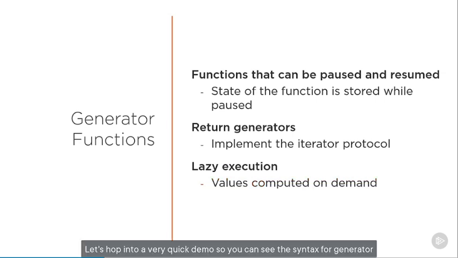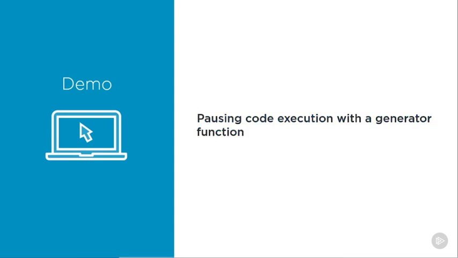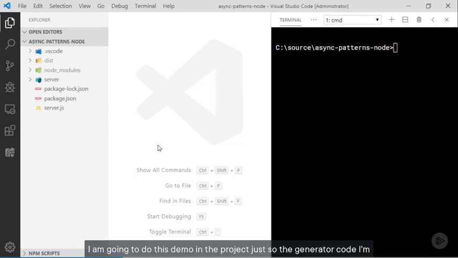Let's hop into a very quick demo so you can see the syntax for generator functions and what the new behavior actually looks like. I'm not going to work with the demo app code directly in this demo because I want to keep this as simple as possible and just demonstrate how you can pause code execution with a generator function. Even though I'm not going to modify the existing demo code, I am going to do this demo in the project just so the generator code I'm going to show you stays with the rest of the project and you don't have to do anything extra to download it.